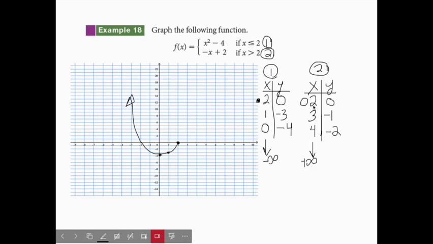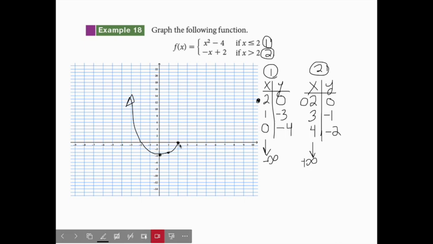For the second piece, it's a line, and I'm going to start with (2, 0). The point (2, 0) should be an open circle because that is not including 2. Now this one's interesting because I have an open circle overlapping a closed circle. So I have this and this that are overlapping. When you have an open circle that's overlapping a closed circle, it's going to remain closed. If you have an open circle overlapping with an open circle, then it's going to remain open.